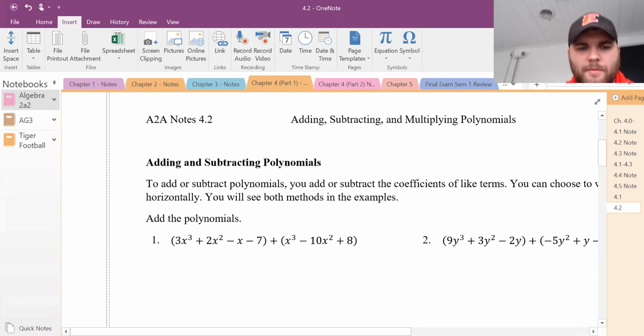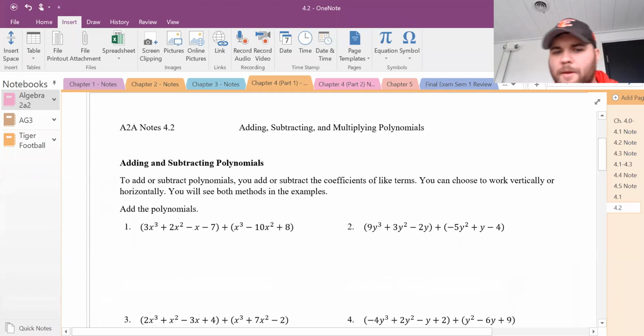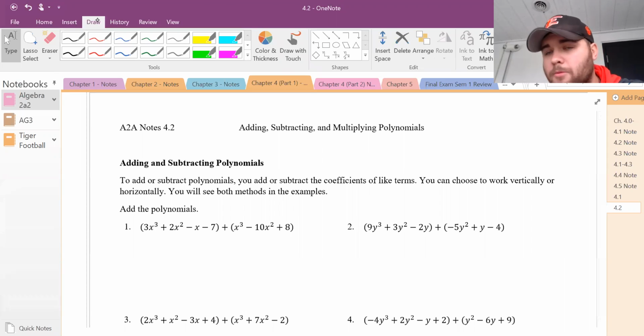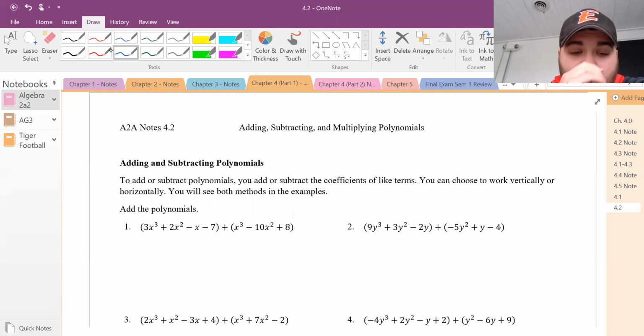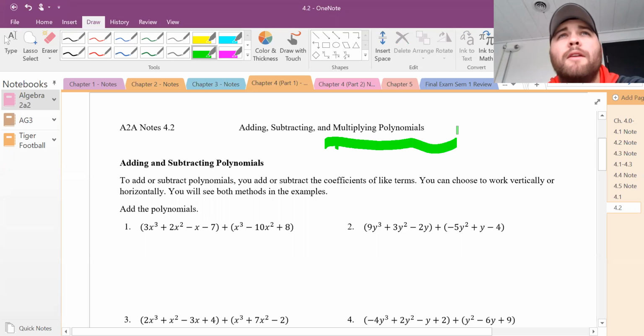Okay, hopefully you can see my screen right now. I don't want to do this again. What we're going to be doing is adding and subtracting polynomials. Super easy. It's one of the easiest things we've done all year, besides maybe factoring. Just kidding. Adding and subtracting polynomials is very easy. Multiplying polynomials is probably the kicker here. It's a little bit harder, but it's not too bad.